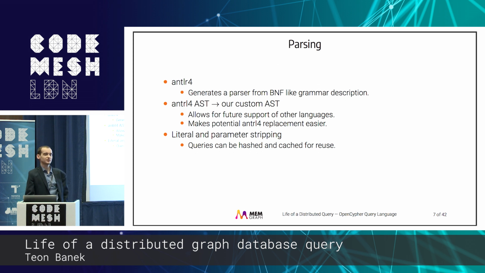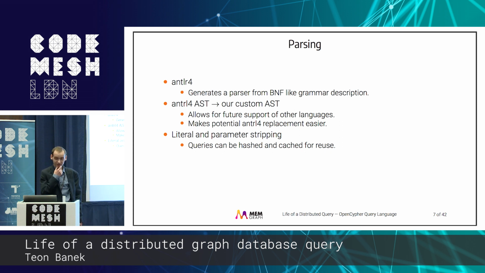So for parsing, we are using ANTLR4. It's a parser generator toolkit, which reads a file which contains a Backus-Naur form-like grammar description. And it produces in the target language the parser for such grammar and also the AST data structures. In our case, we are targeting C++, so that's what we will get.